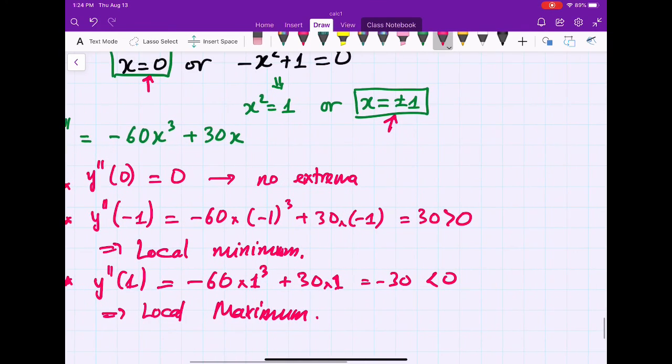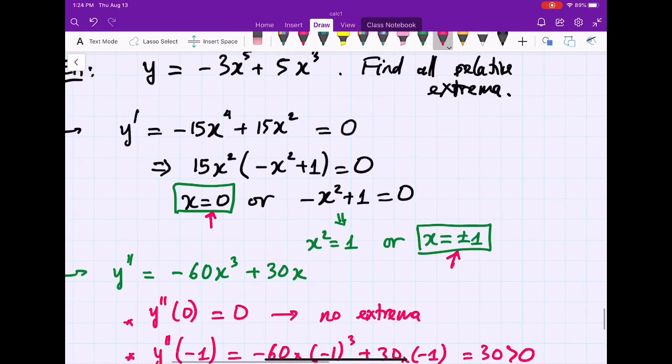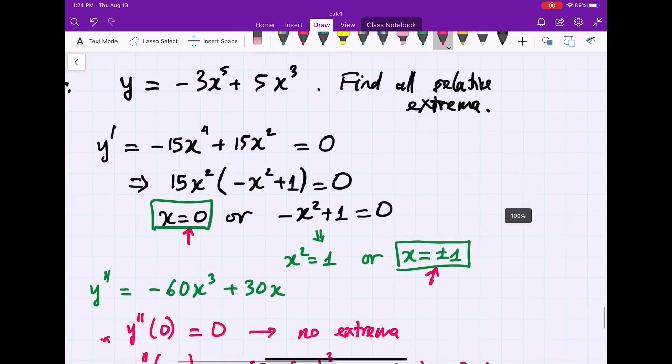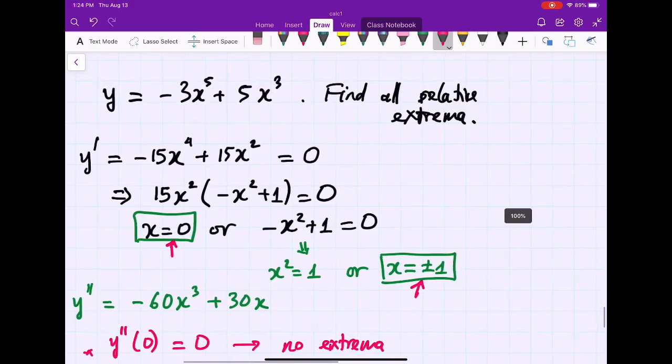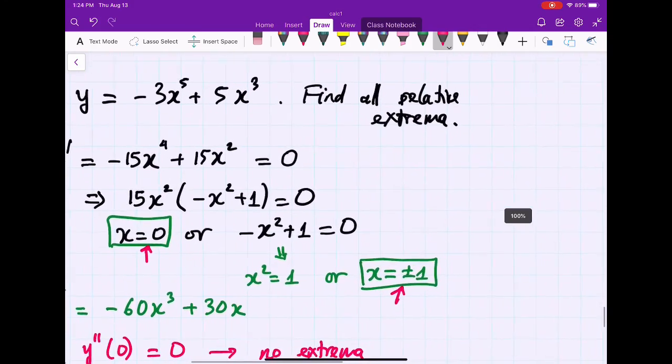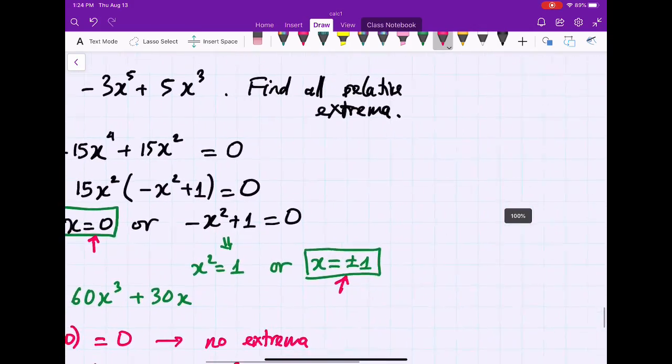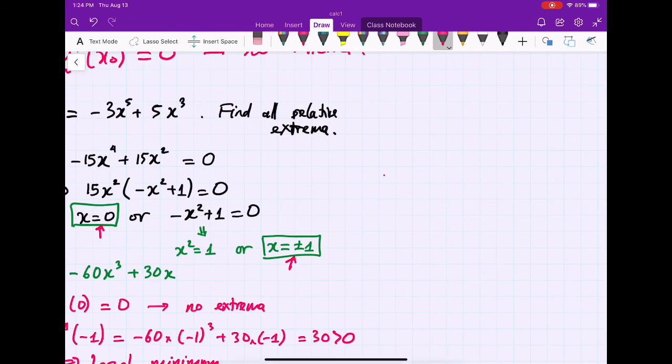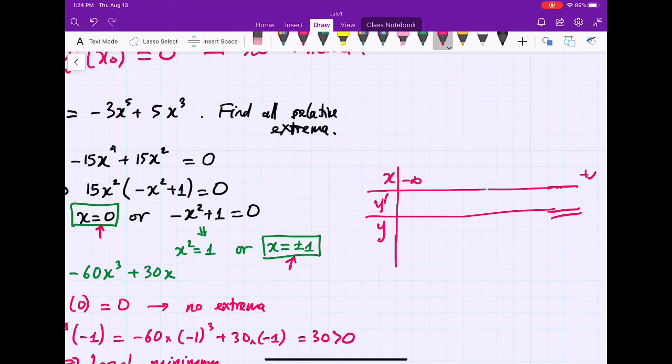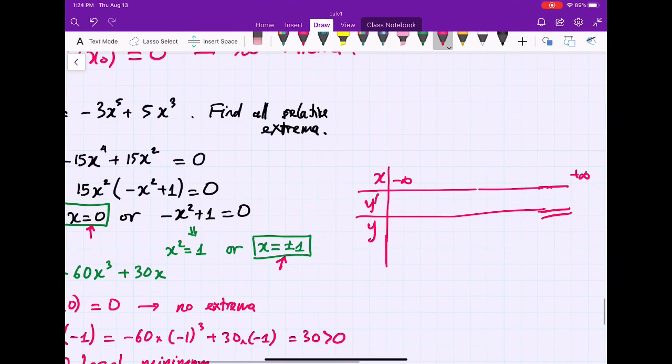Of course, you may use the first derivative. Let me show the solution here, right? Once you have 3 critical points, you may make the chart for the first derivative. So you may make the following chart: y prime and y, negative infinity, positive infinity, and you have 0 in here, -1 in here, and 1 in here. So you have 4 intervals.